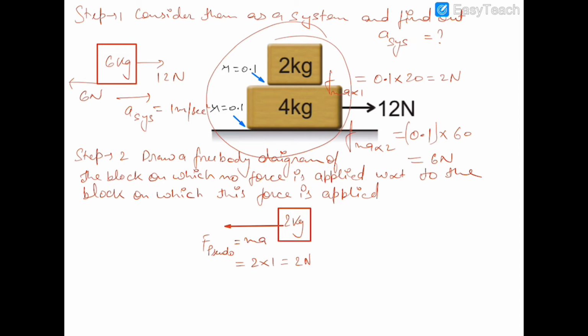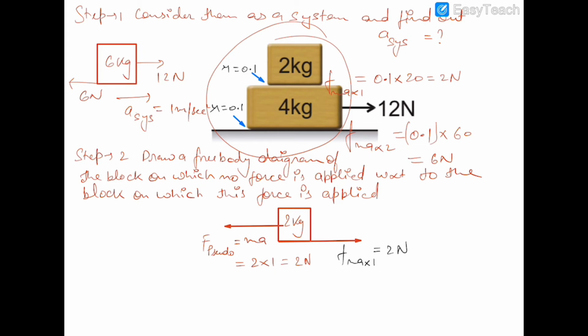So this pseudo force is tending to slip this block of mass 2 kg in backward direction, and the friction which is acting on this block in the forward direction is trying to prevent the sliding, as we all know that friction always tends to prevent the relative motion. So to prevent this relative motion, this friction will be acting in forward direction, and its maximum possible value that it can apply will be 2 newtons.